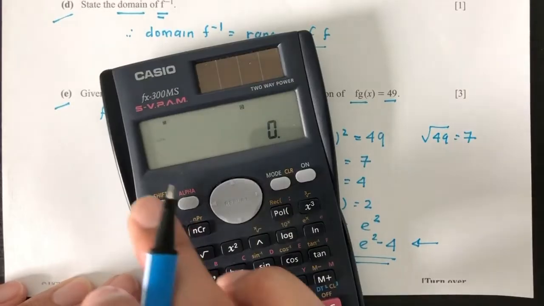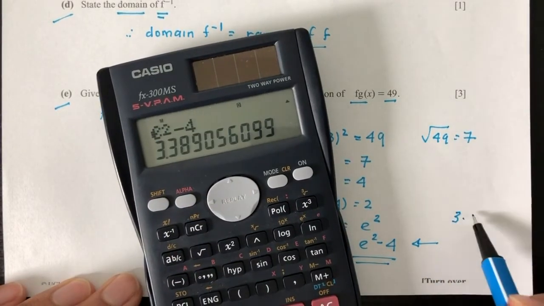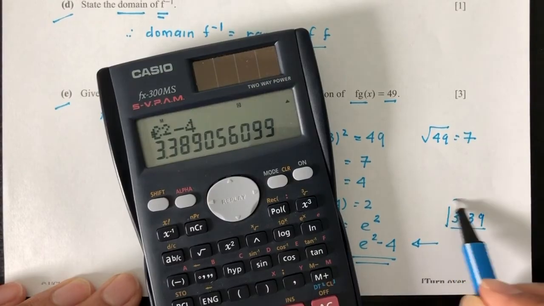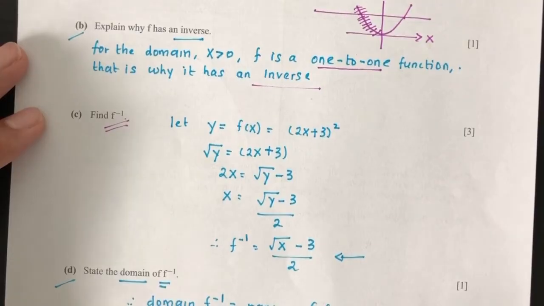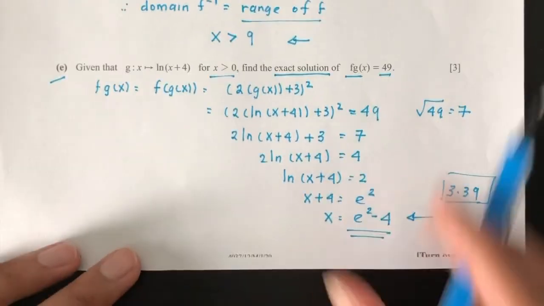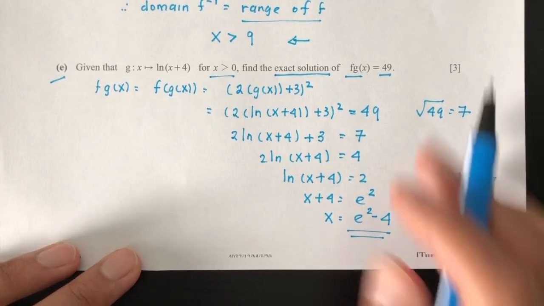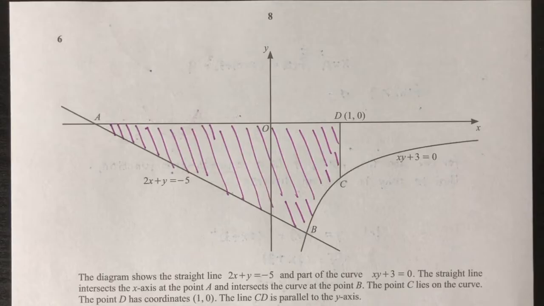If you want to, you can always just solve it. Minus 4, you will have 3.39 if you want to. But this will be your answer for the value of x. And actually no, because here you have to find the exact solution. So this will be your answer and not this. So this will be question number 5. Let's move on to question number 6.